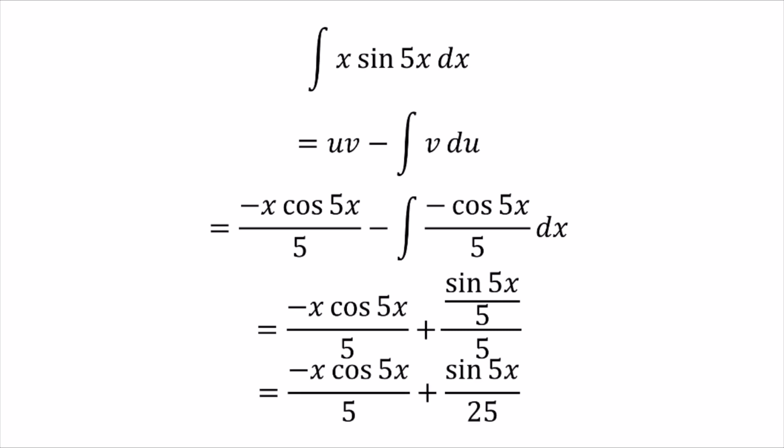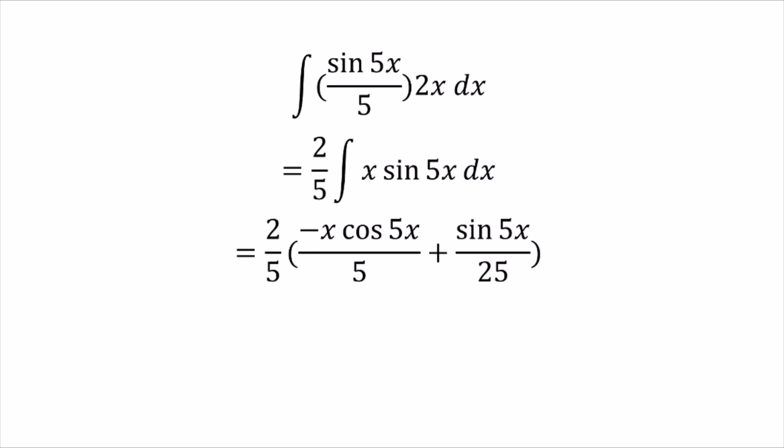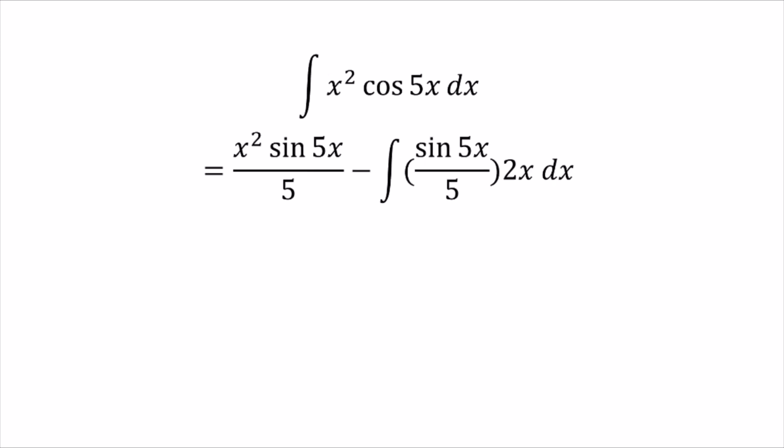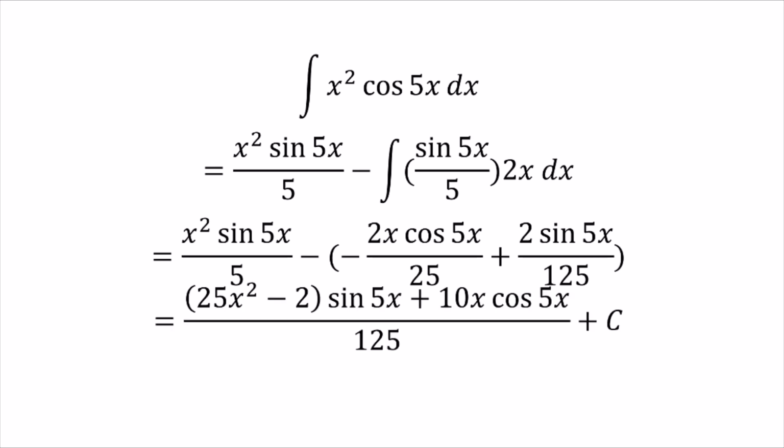Now we substitute this into the earlier integral. That gives us this value, and we can resubstitute this into the first integral. Finally, we may simplify this to form (25x squared minus 2) times sine 5x plus 10x cosine 5x, all over 125, plus constant.